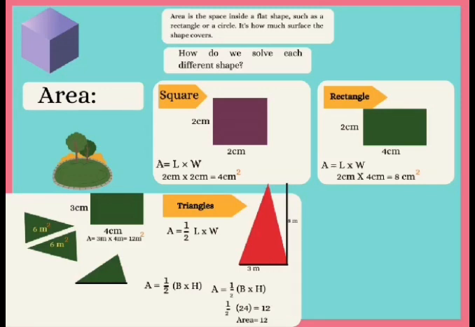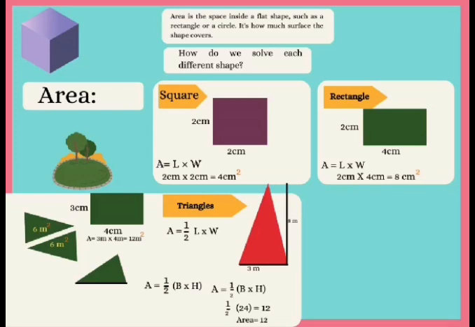Our length would be at the upper left corner, 2 cm, and our width at the bottom, 2 cm. So 2 cm times 2 cm is equal to 4 centimeters squared. Do not forget that cm times cm is centimeters squared. Now let's go to the rectangle. Same formula: length times width. Our length is 2 cm and our width is 4 cm. So 2 cm times 4 cm is equal to 8 centimeters squared.